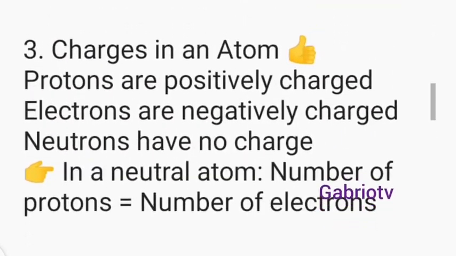Now let's look at the charges of an atom. We said that an atom contains protons and neutrons at the center, and electrons revolving around it. The proton is the positively charged part of the nucleus, while the electrons are negatively charged. Neutrons have no charge. In a neutral atom, the number of protons is equal to the number of electrons, but the charges might be different in some cases. So, like I said, protons are positively charged, electrons are negatively charged, while the neutrons have no charge.